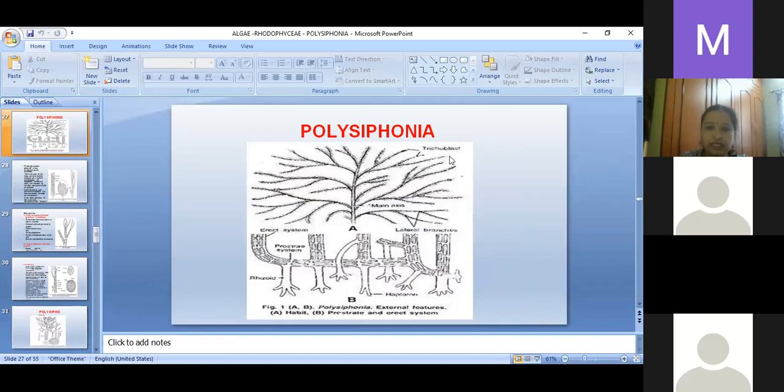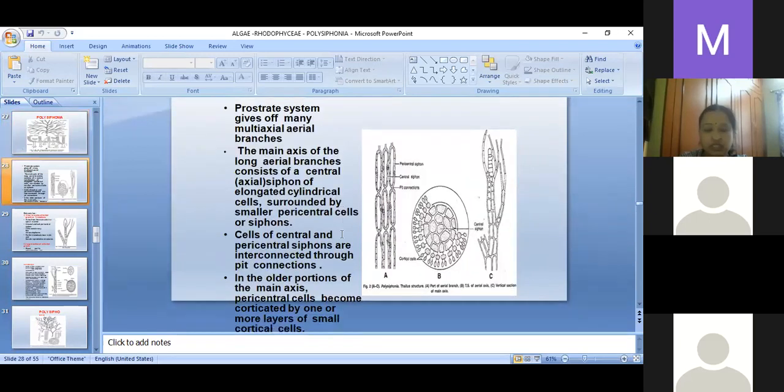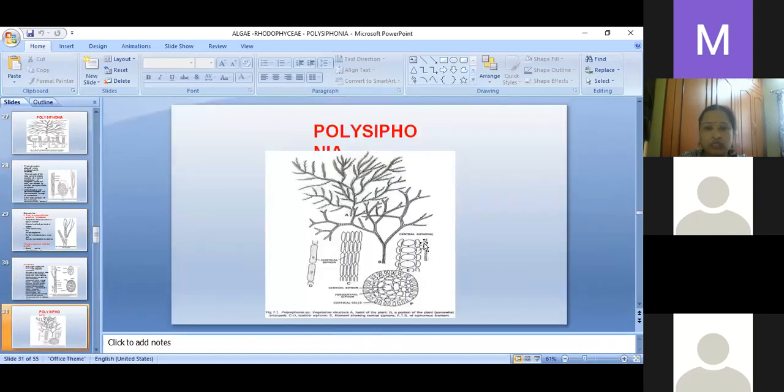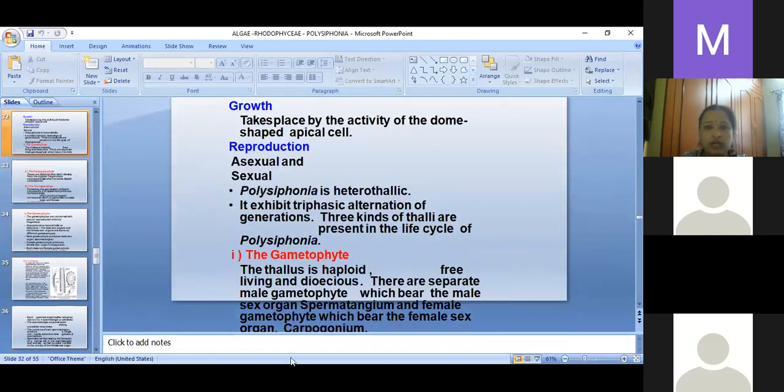Then the Polysiphonia external features. This one is the internal features of Polysiphonia. Where my arrow mark is, this is a creeping system, and this is a projecting system. These are the central cell, pericentral cells, siphons. These were all completed in yesterday's class. Now I'll explain the Polysiphonia reproduction. The thallus, habitat and growth are already completed. Now I'll explain the reproduction in Polysiphonia.